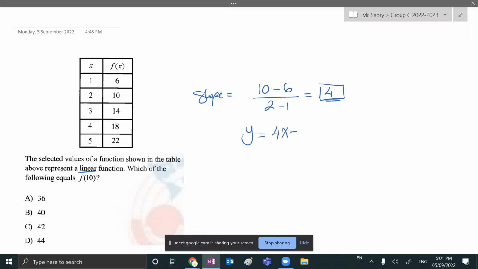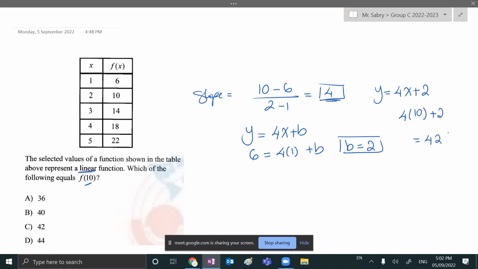So I'll just put this as 4x plus b, and then substitute this with 6 and this one with 1 to get the value of b, which means b will be equal to 2. So now I can write the actual function as y equals 4x plus 2. If they need me to find this one, then it's 4 times 10 plus 2, so it's 42. So 42 is the correct answer.